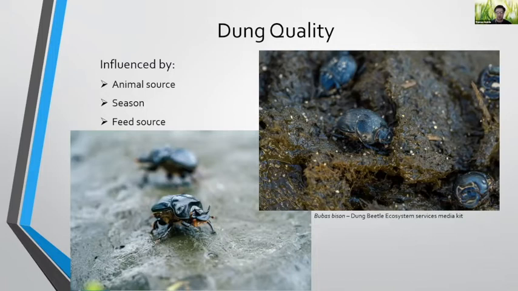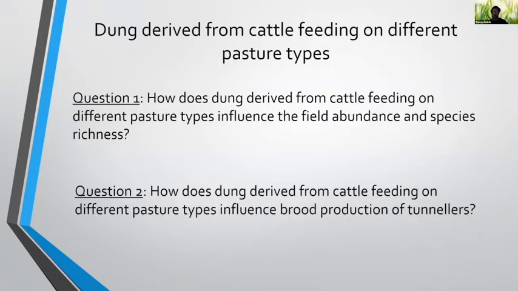However, in Australia, we have a huge number of pasture species. There's no one distinct pasture species that's common throughout our very vast continent. And I've aimed to try to tap into this a little bit. So my questions are around how dung derived from cattle feeding on different pasture types influences the field abundance and species richness, which will be my question one, but also how it influences the brood production of two tunnelers, which will be my second question.